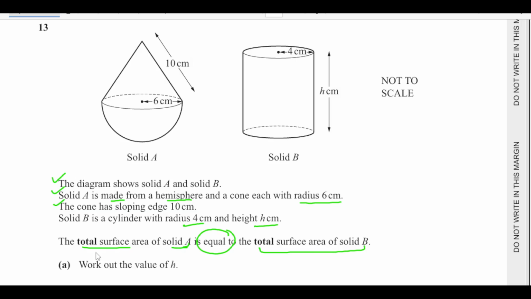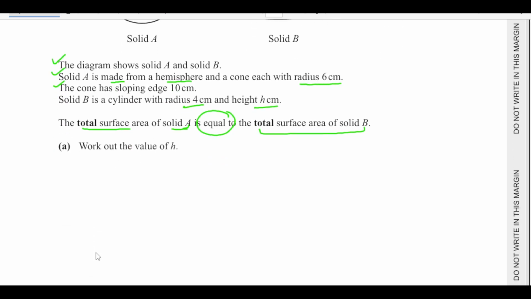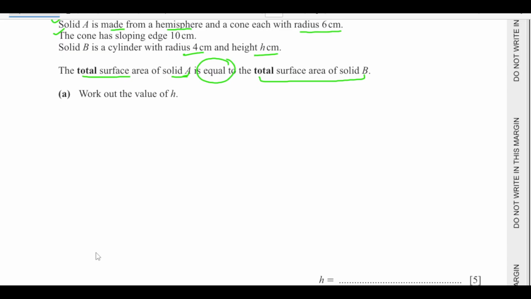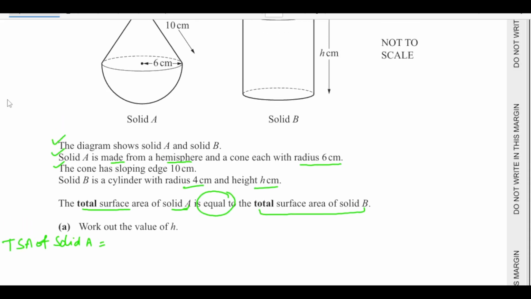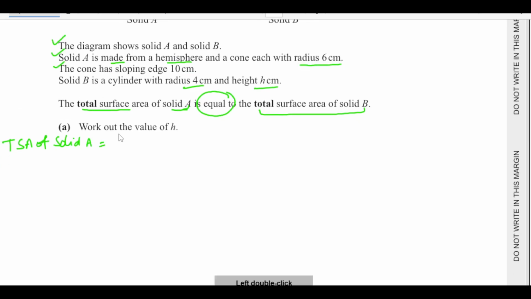So surface area of A and surface area of B is the same. Work out the value of h. So total surface area of solid A. Now solid A is made up of a cone and a hemisphere. The surface area of the cone is going to be the curved surface area because the lower part is not included, plus the hemisphere, whose area is 4 pi r squared. You have these formulas on the first page, you can use that.